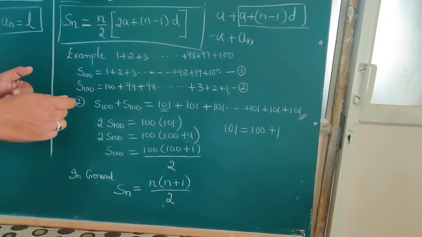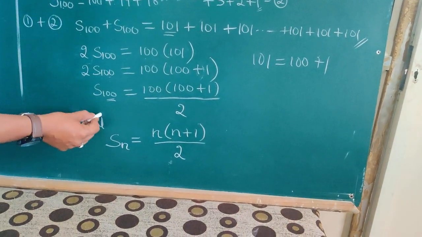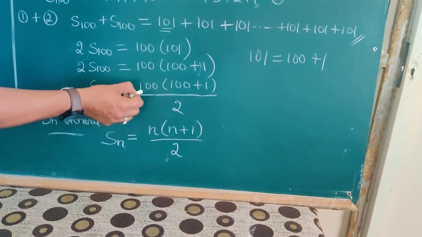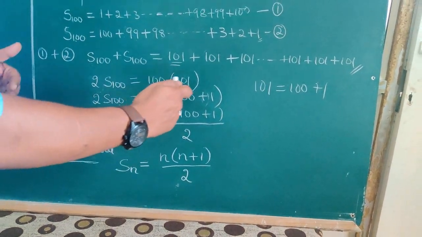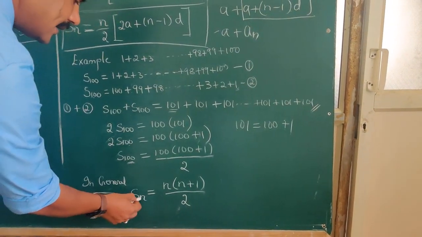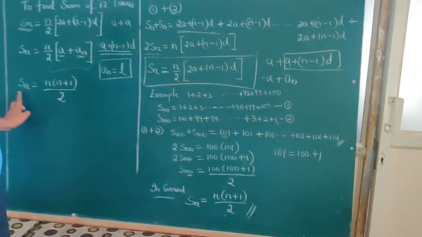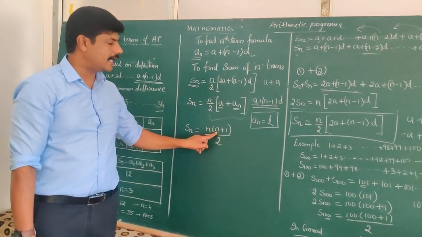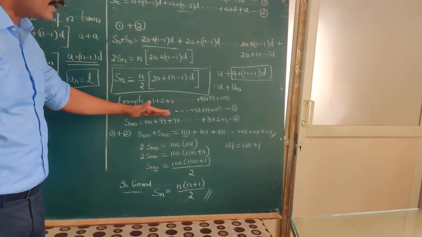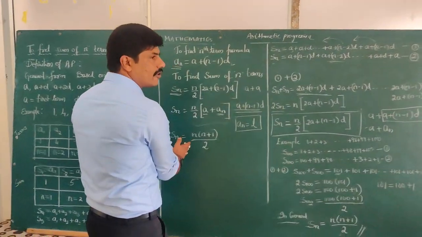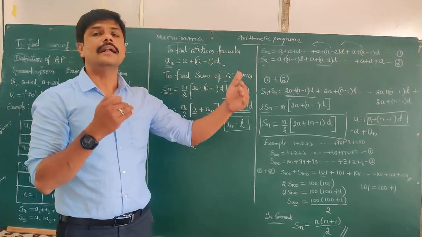If this is the sum of the first n natural numbers, replace 100 with n, so that in general we will get Sn is equal to, in place of 100, n, and in place of 100 plus 1, n plus 1. That means if you replace 100 with n, then Sn is equal to n into n plus 1 by 2. Thus we get this formula, Sn is equal to n into n plus 1 by 2, by solving this example. Keeping this as an example, we have got this general formula. Therefore, this general formula can be used to find the sum of n natural numbers.